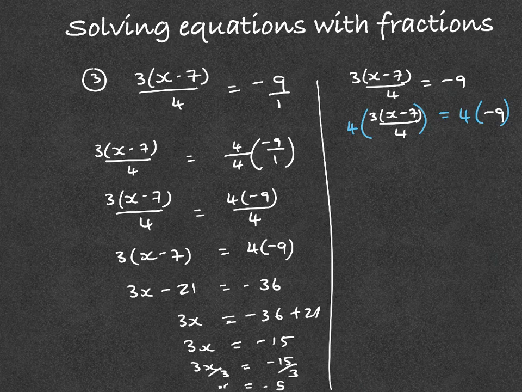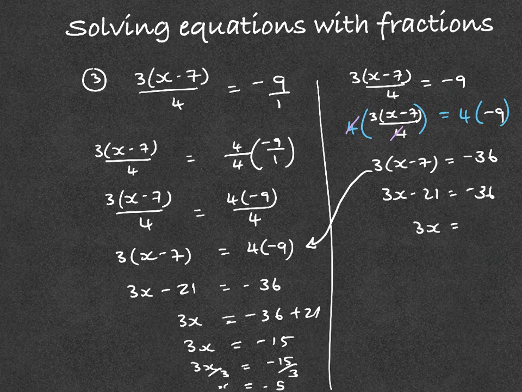So what is 4 divided by 4? 4 divided by 4 is, well, that's 1, right? So therefore we've got 3 times (x minus 7), which is of course right, because what's the opposite of dividing by 4? Times by 4. That's why we did it. And what is 4 times by minus 9? Negative 36. Do you see then? We get to that step here. Okay, just much quicker. So 3x minus 21 is equal to negative 36. Same story, 3x is then equal to negative 36 plus 21.